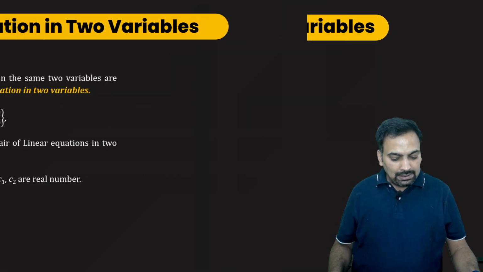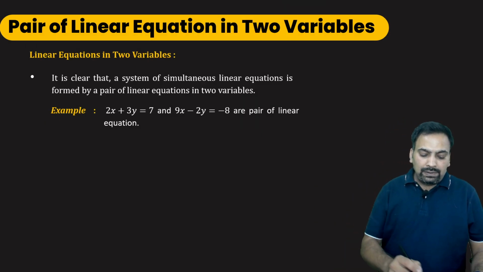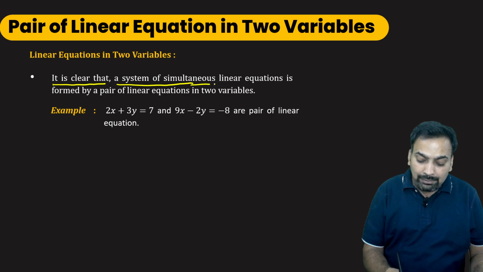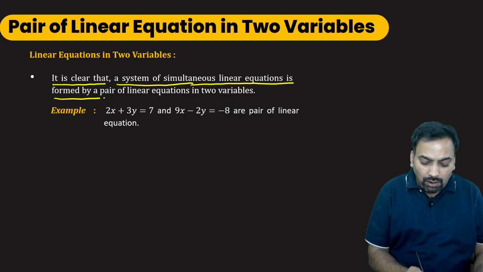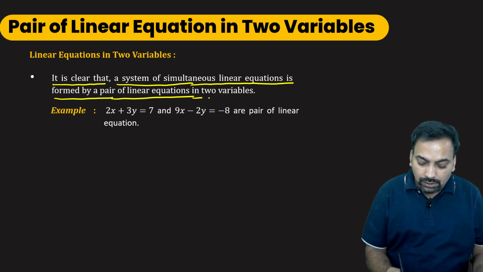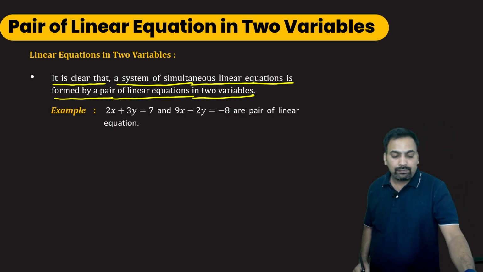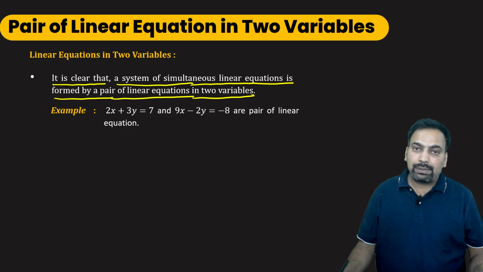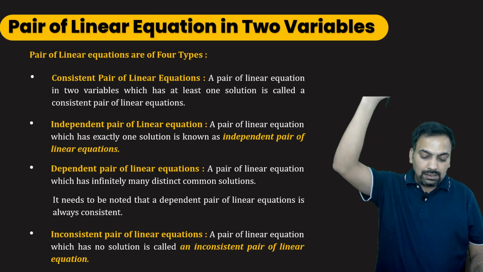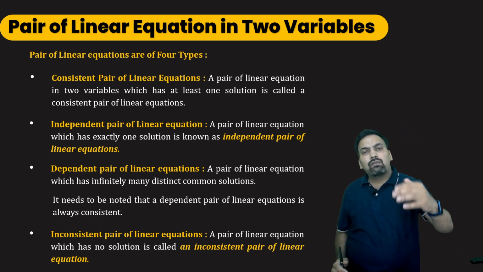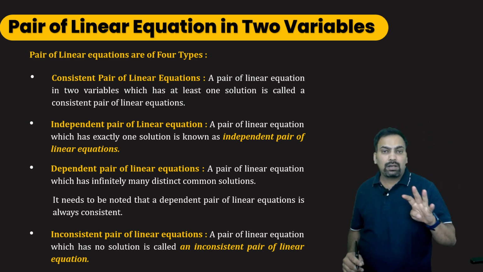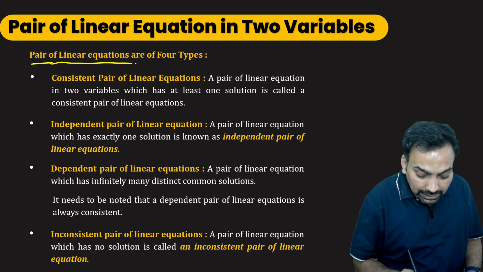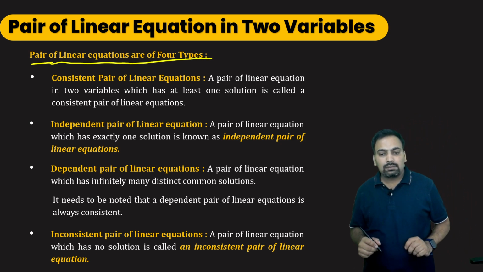Okay, then move on. It is clear that a system of simultaneous linear equations is formed by a pair of linear equations in two variables. So basically, there are four types of pairs of linear equations. Which are they?